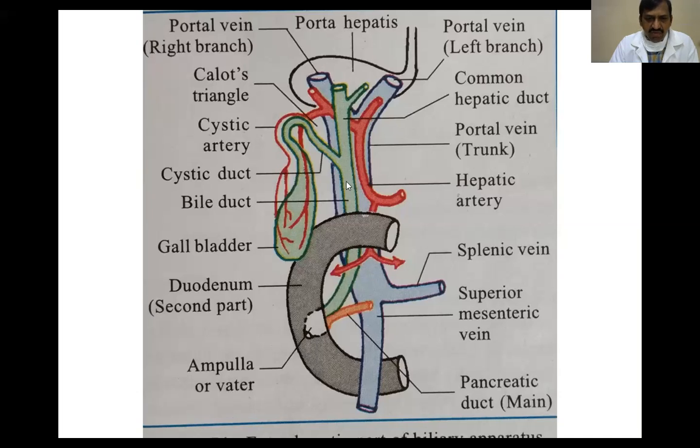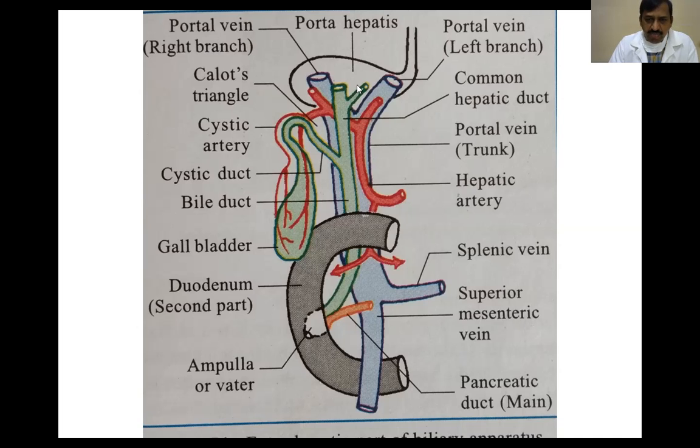The CBD is very, very important clinically because while doing cholecystectomy, the removal of the gallbladder, you must spare the CBD. Sparing of CBD is very, very important. Otherwise, it may lead to clinical manifestations and complications. That is why the knowledge of the total extra-hepatic biliary apparatus is very, very important, especially for gastrointestinal surgeons and general surgeons also.